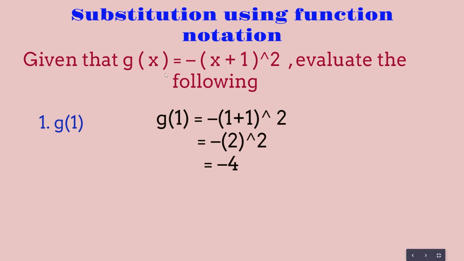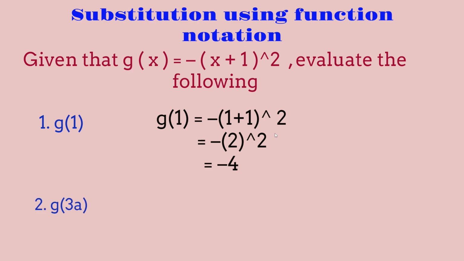First of all, we have to rewrite the whole formula. So g of 1, which we write here on the left side, is equal to minus, and then we replace this x here with 1, since we're given that x is equal to 1. Then we keep the plus 1, and have it squared. Now if we simplify, 1 plus 1 is 2, and then we square: 2 squared is 4, and the minus is already there, so our answer is minus 4. So g of 1 is equal to minus 4.